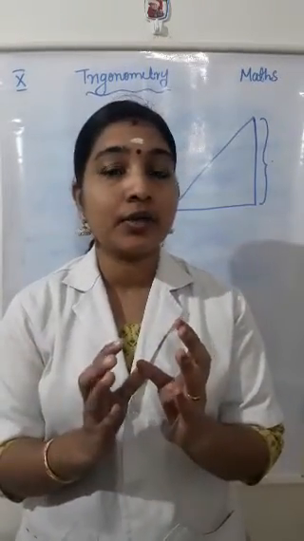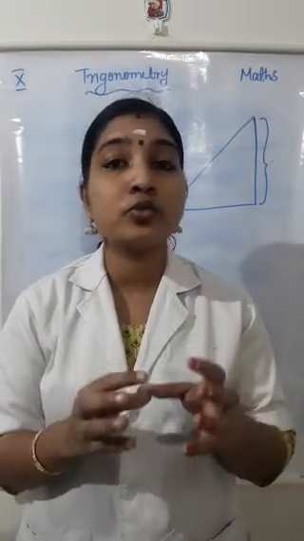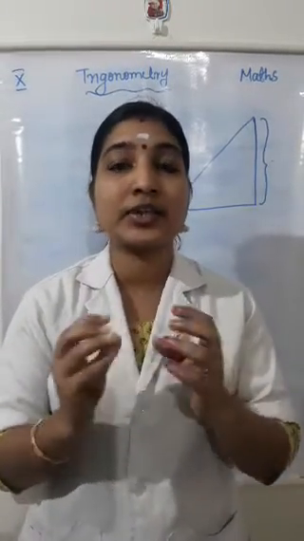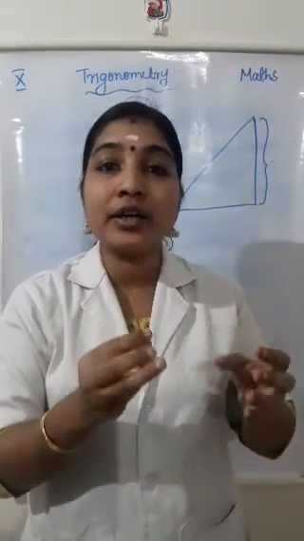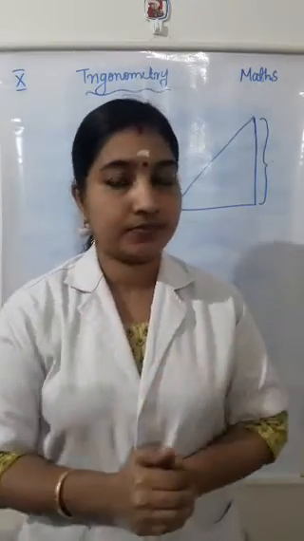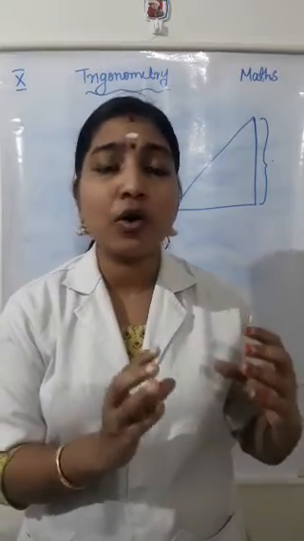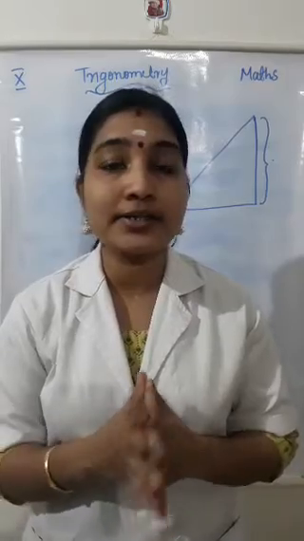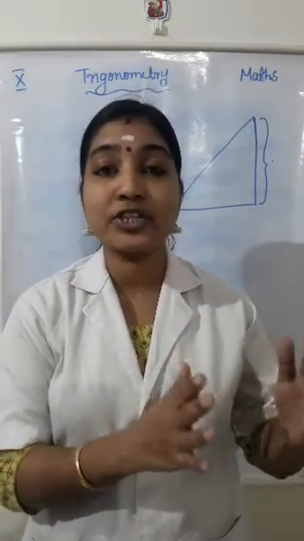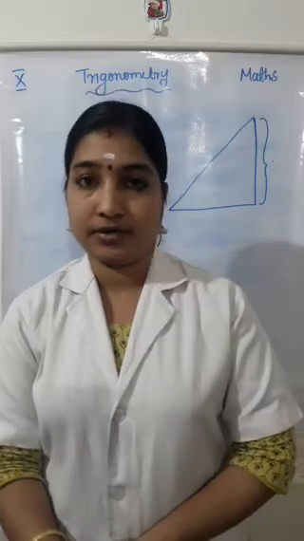What triangle? In trigonometry, we always use a particular triangle, that is the right-angled triangle, with the other angles acute. Okay, only right-angled triangles are used. So trigonometry is the study of the relationship between the sides and angles of a triangle.